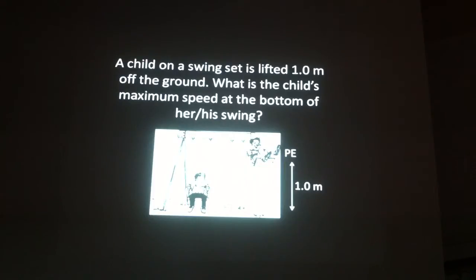So if the child's been lifted a meter off the ground, let's look at how to solve a problem like this. Recall this is mechanical energy conservation, and so we have the sum of the potential and kinetic energy at the very beginning equals the sum of the potential and kinetic energies at the end. And you get to choose when the beginning and the end is. I'm going to choose the beginning to be just before the child's released, and the final position to be at the very bottom of the child's path.